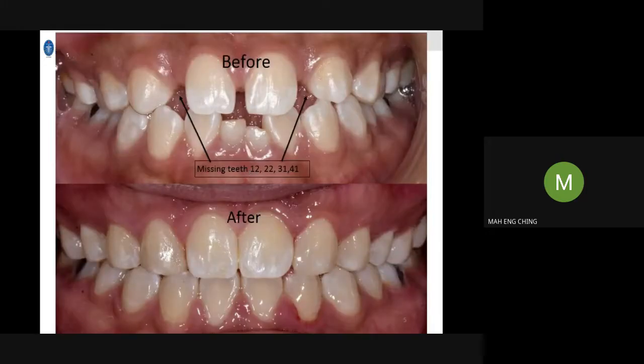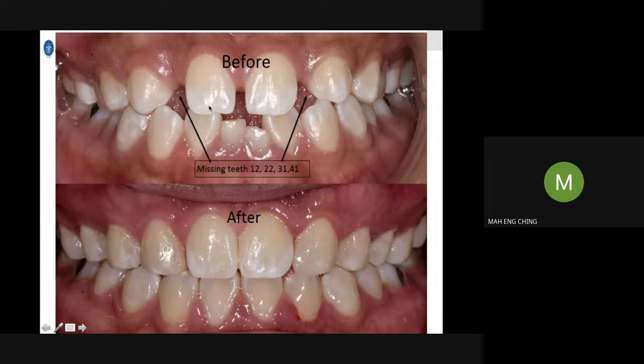Of course, missing lateral incisors. I think we discussed this before. With this one, you can close the space or you can open it. So in this case, I chose to close it because if you look at the lower, there are two missing central incisors also. So there are two retained deciduous teeth, plus two missing lateral incisors.